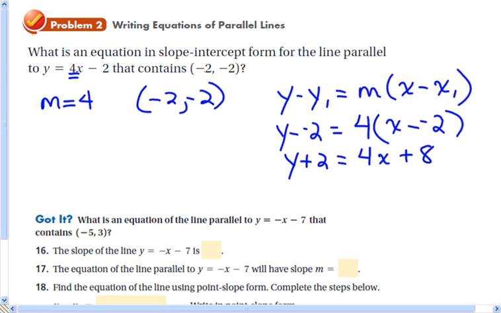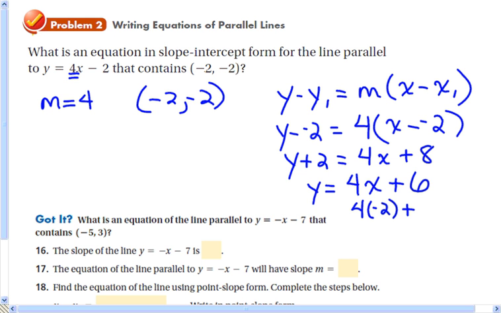And if I subtract 2 from both sides, I get y equals 4x plus 6. And that is the equation of the line. One way to check it is just make sure that it contains that point. So 4 times -2 plus 6 is equal to -8 plus 6, which is -2. And that's the y value I need from that point. All right?